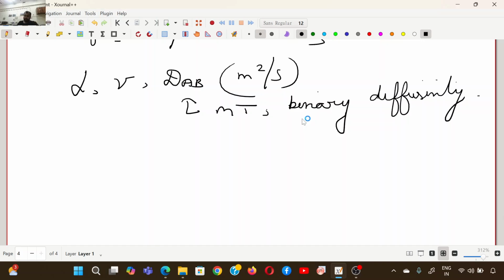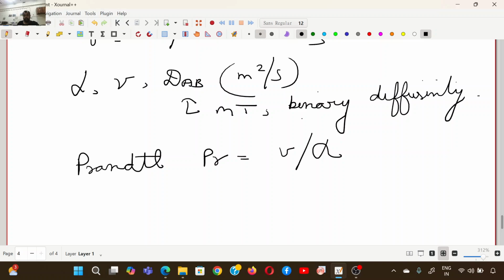I'll also note down some dimensionless numbers over here. Though strictly not part of this curriculum, I think as chemical engineers you should know these dimensionless numbers, named after some very famous scientists. For instance, Prandtl number is nu by alpha. The momentum diffusivity by the thermal diffusivity. The Schmidt number, given by Sc, is nu by DAB.